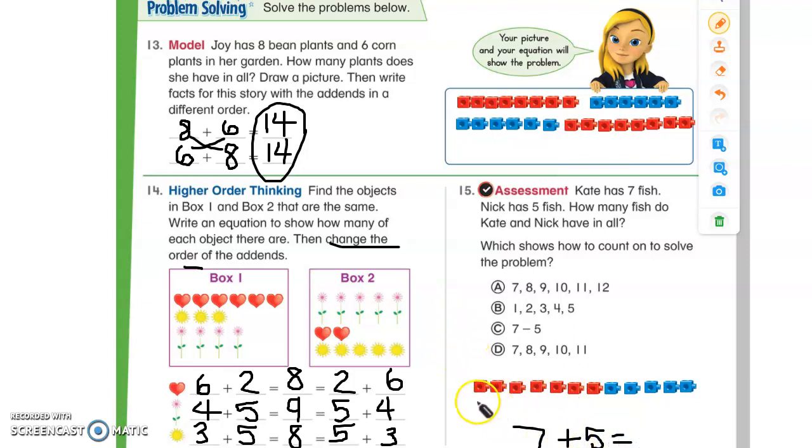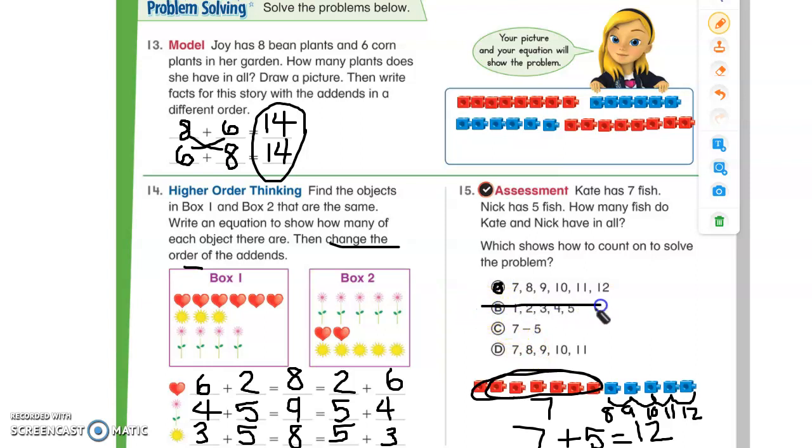And so to count on, I start with the biggest number, that's 7. Oops, I missed one. 7. And then this would be 8, 9, 10, 11, 12. 7 plus 5 equals 12. And I went 8, 9, 10, 11, 12. So when I count on, I start at 7 and then I add 8, 9, 10, 11, 12. So I know A is correct.